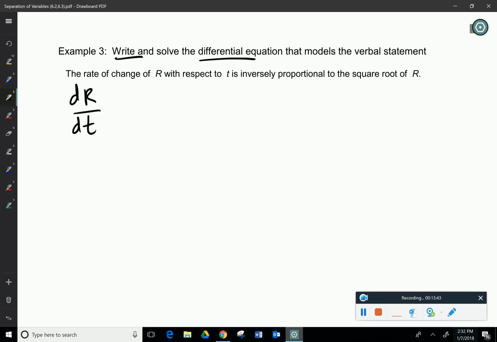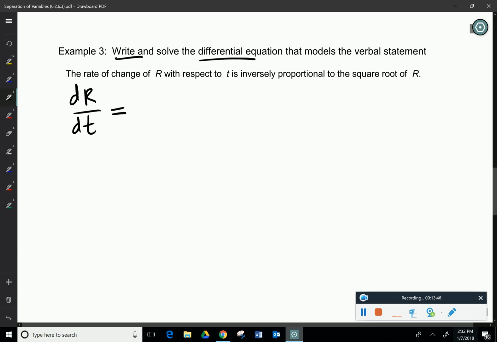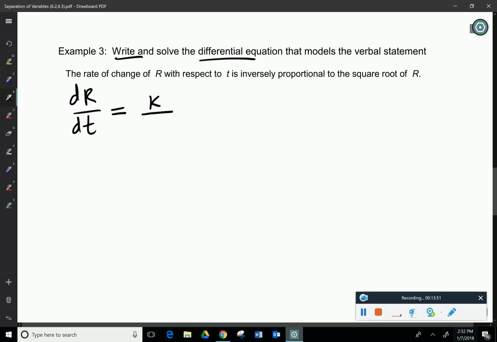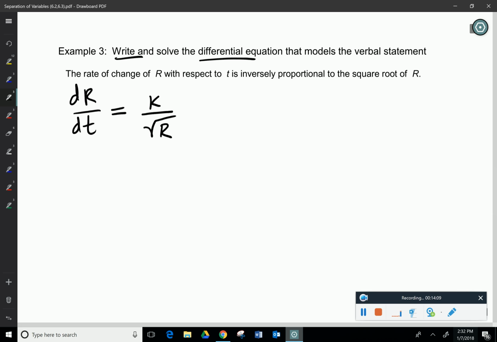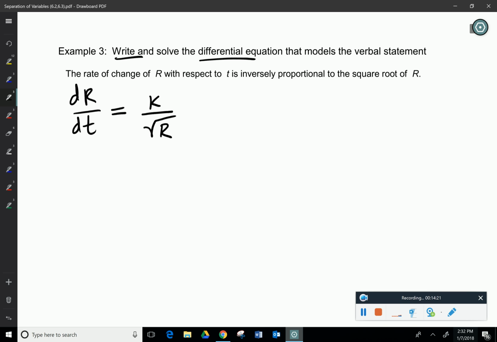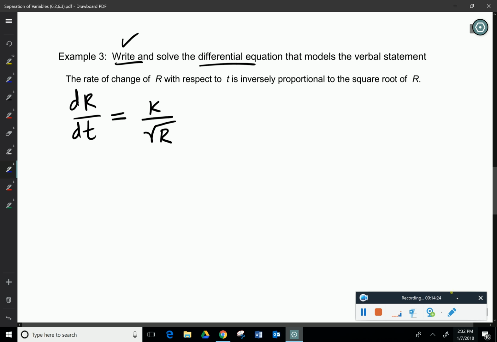is inversely proportional. Inversely proportional means a constant over something, whereas if they had just said proportional, that would be a constant times something. So if it's inversely proportional to the square root of r, that means it's k over the square root of r. Now, the reason I used k for my constant is because when we integrate and we put our plus c, I don't want you to get that c mixed up with this k constant, okay? So I've written my differential equation. That was this part.